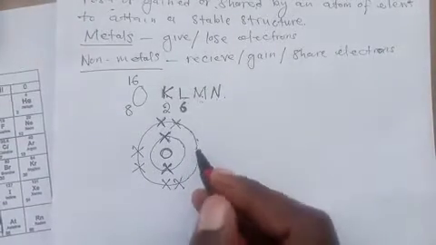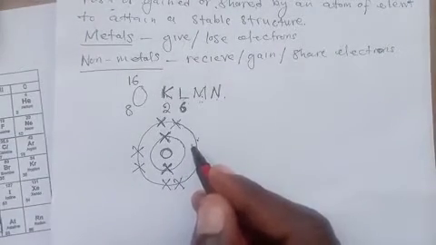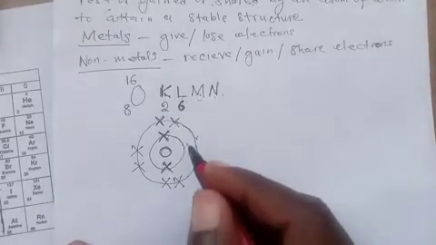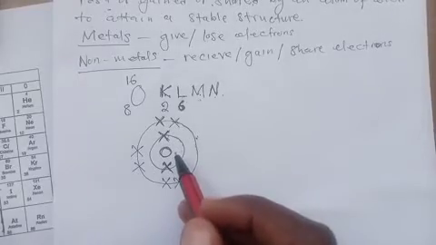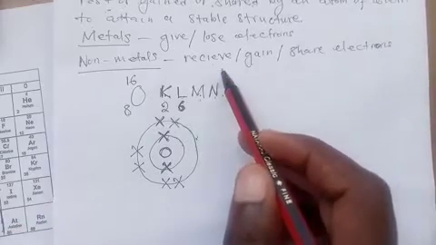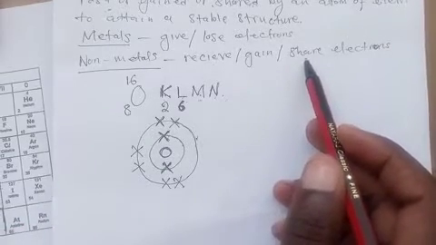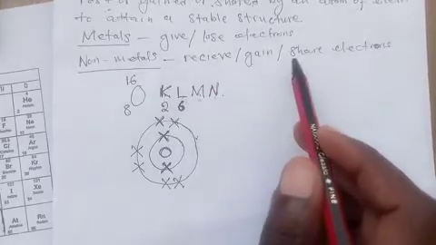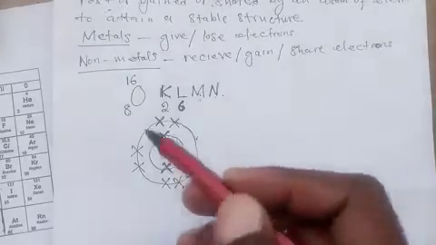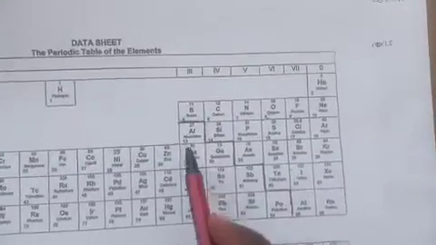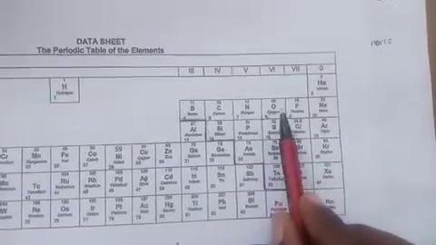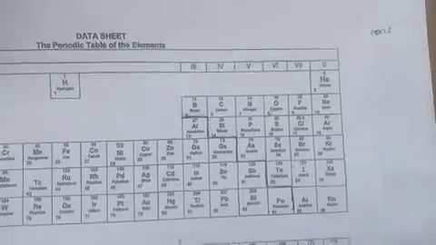So it needs what? 2 electrons for it to be stable. All right, it needs 2 electrons for it to be stable. I said that non-metals receive, or gain, or share electrons. Are we together? They receive, gain, or share electrons. This is a non-metal here. It is on the non-metals like this. So meaning that it needs to gain or receive how many?